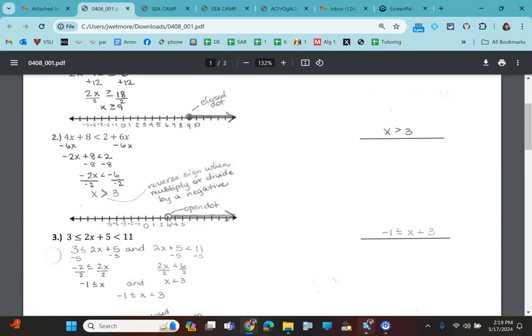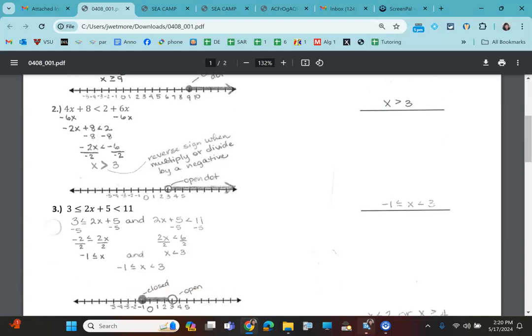And the numbers that are greater than 3 would be like 4, 5, 6. Those are numbers to the right. And again, you can use that shortcut since x is on the left. You can make a little arrowhead out of this, and it'll show you that you're supposed to shade that direction as well. All right, number 3 is a combined inequality.